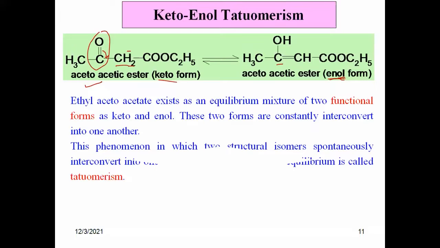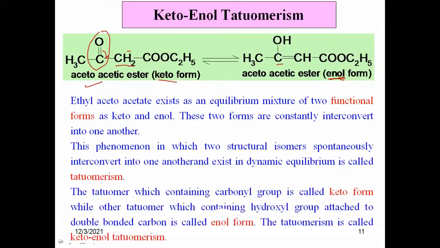Okay, and this phenomenon in which two structural isomers spontaneously interconvert into one another and exist in dynamic equilibrium is called tautomerism. I have already told. The tautomer which contains a carbonyl group is called the keto form and the one having an OH group attached to the double bonded carbon is called the enol form. This concept is called keto-enol tautomerism. That tautomerism can exist in the presence of a small amount of acid or base.